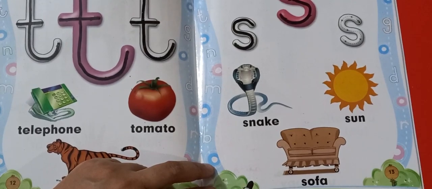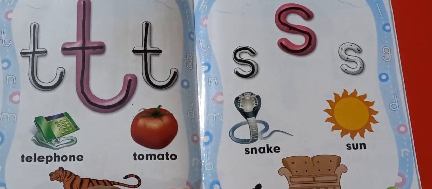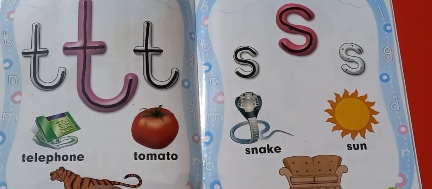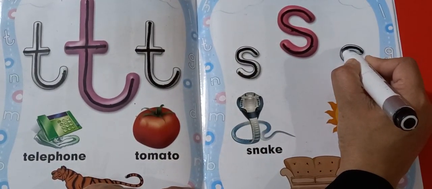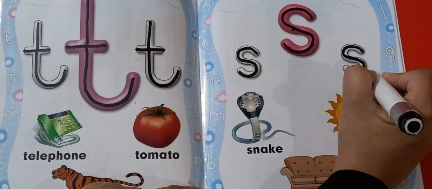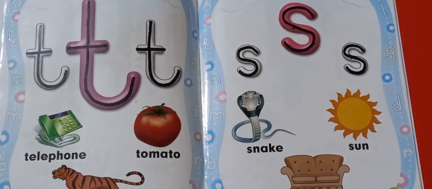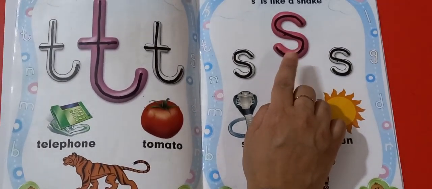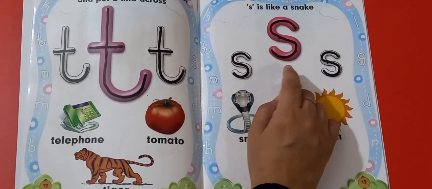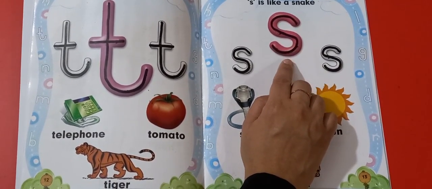Again we are going to write sound S. And you all know how S is like. Yes, S is like snake. S is like a snake. Repeat after me. S is like a snake.